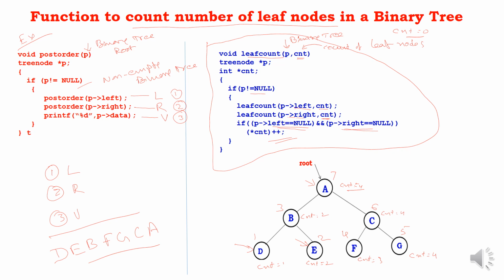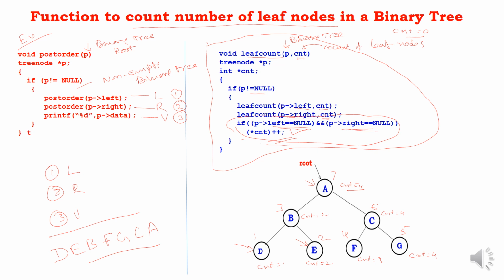So like that, P is pointing to every node. Whenever P moves to a particular node, we check whether P left is null and P right is null. If both are null, then we say it is a leaf node. Count is increased by 1. The only thing is, if P left is null and P right is null, count is count plus 1. So in this way we can find the total number of leaf nodes in a particular binary tree.